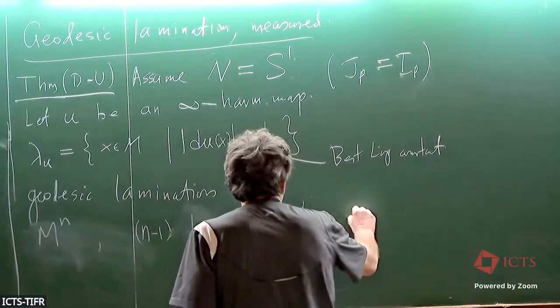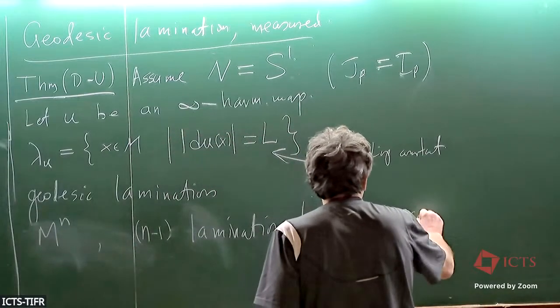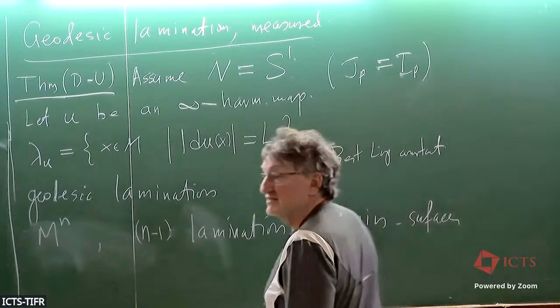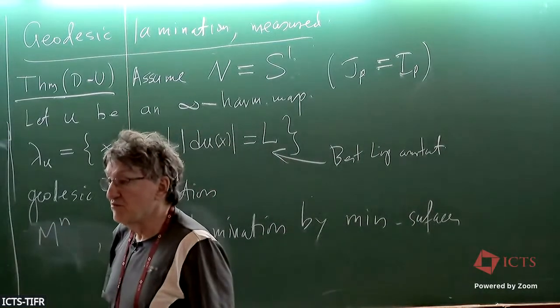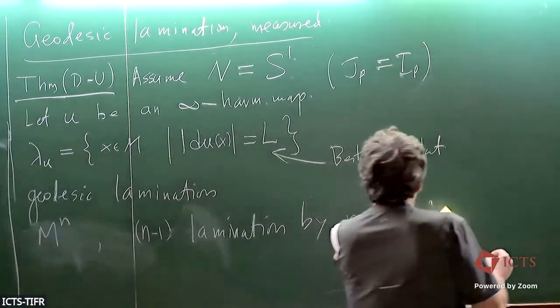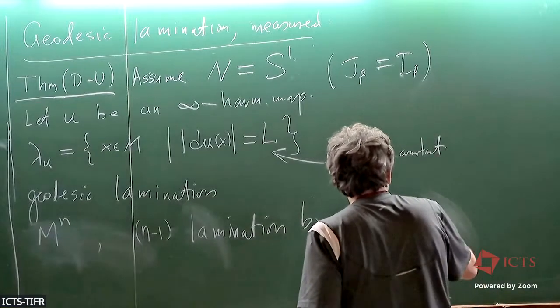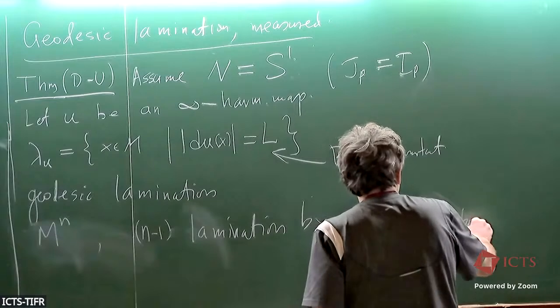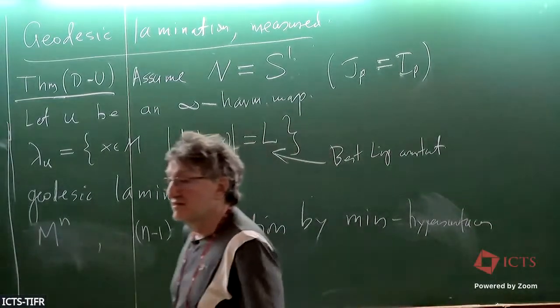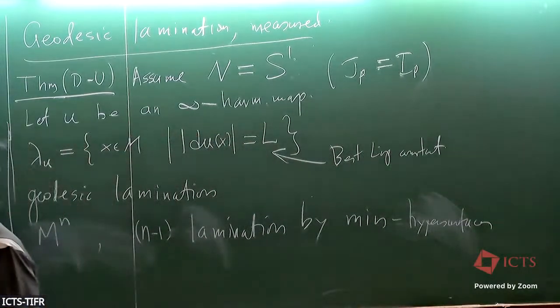By minimal hypersurfaces. But locally, yeah, minimal hypersurfaces. So it's not that the second fundamental form vanishes identically, the trace vanishes. Trace, yes. Okay. They're not going to be totally geodesic.